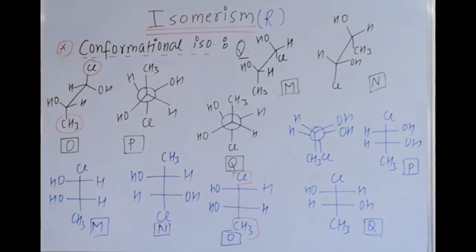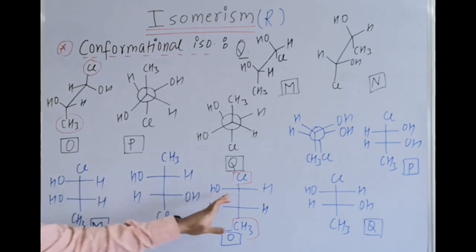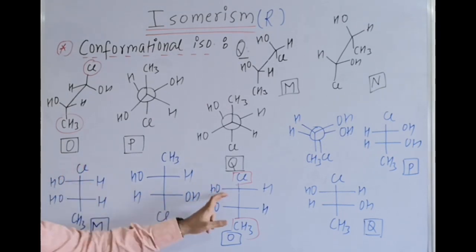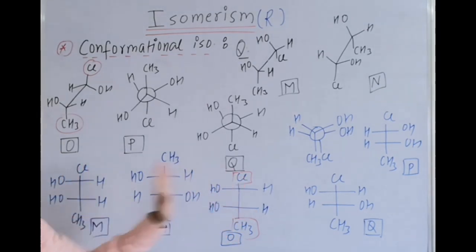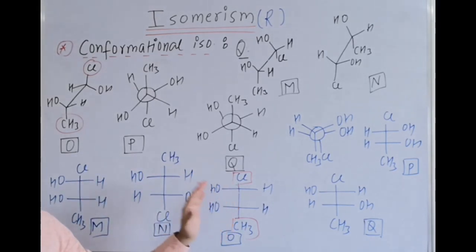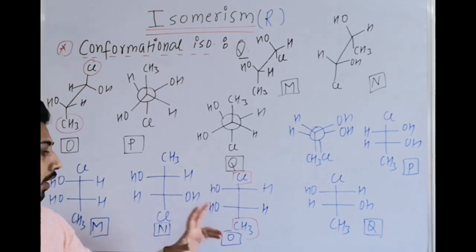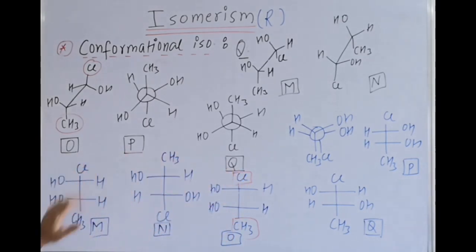How can you cross check? If you remember, for these chiral carbons, having the same groups, Cl, OH, and this group, find out R and S, and when you get the same configuration, that means they are identical. If you get opposite configuration, they are enantiomers. So here you will definitely get the same configuration, therefore M and O are identical compounds, they are the same compounds.